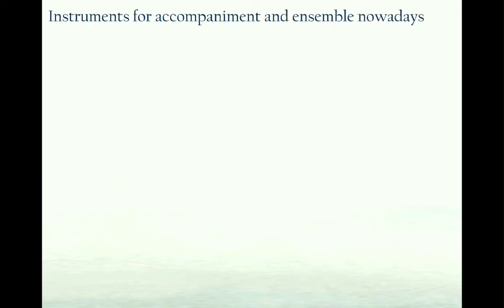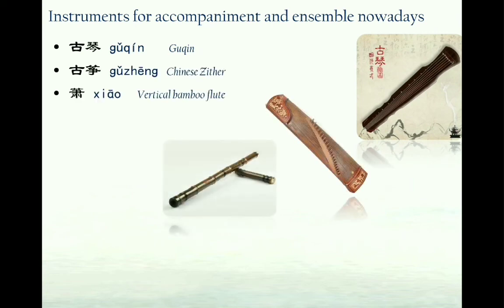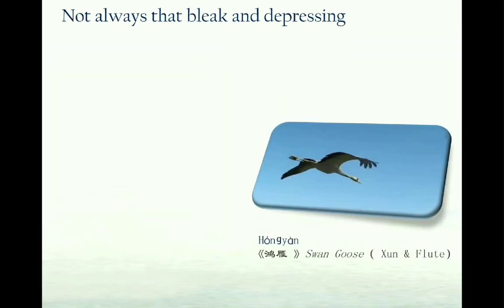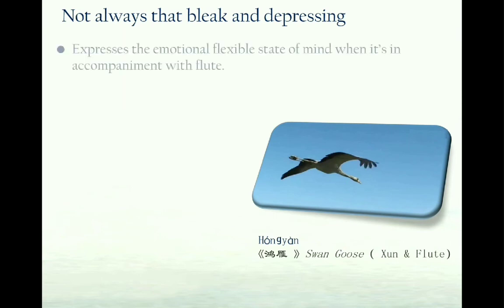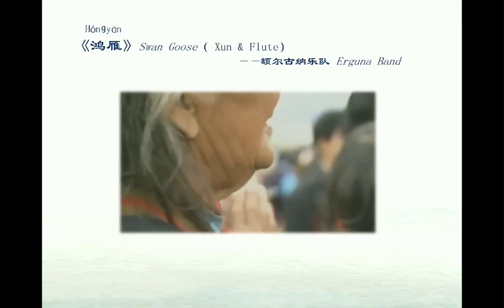Nowadays, there are more instruments for accompaniment and ensemble: 古琴、古筝、箫、笛子. And it's not always that bleak and depressing. It can express an emotionally flexible state of mind when it's in accompaniment with flute. It sounds melodious, free, and soulful between the heaven and the ground.